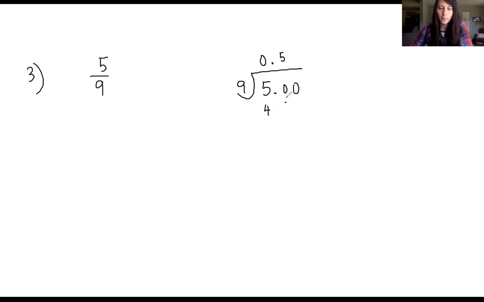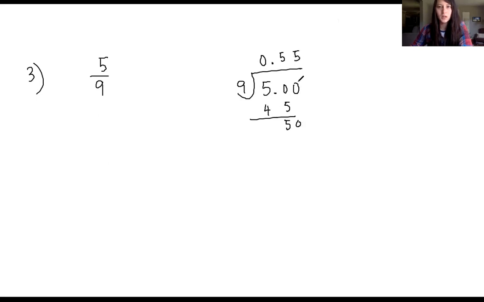Okay, number 3. 5 over 9, turning this into a decimal. 5 here, 9 on the outside. I'm going to put a placeholder, 0 point. I'm going to look at this as 50. So 9 times 5 is 45. And I'm left with a 5 as a remainder, bringing my 0 down.